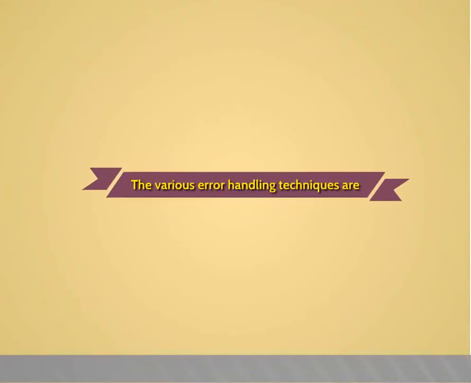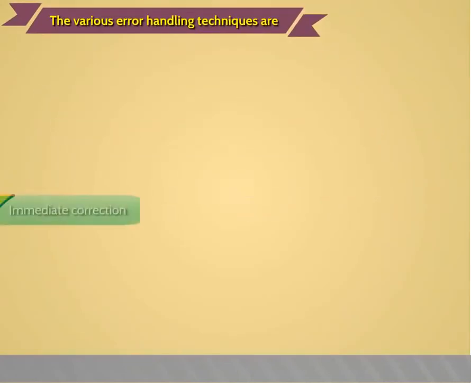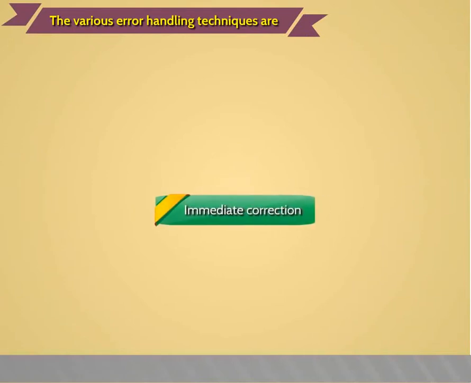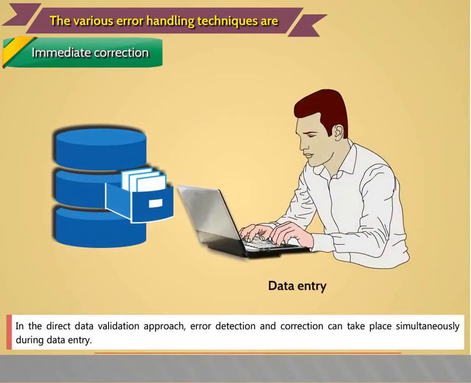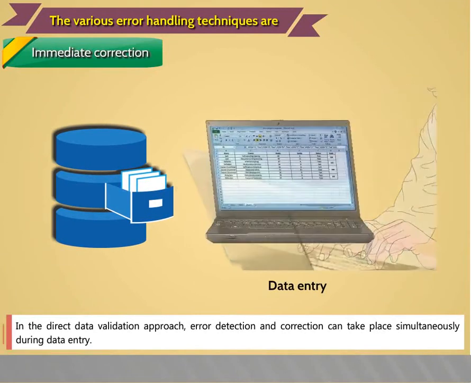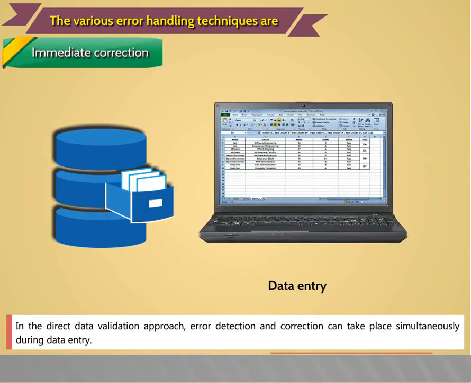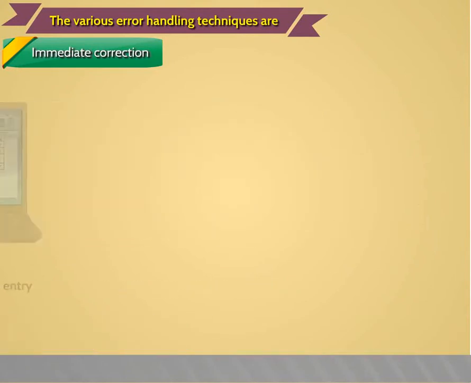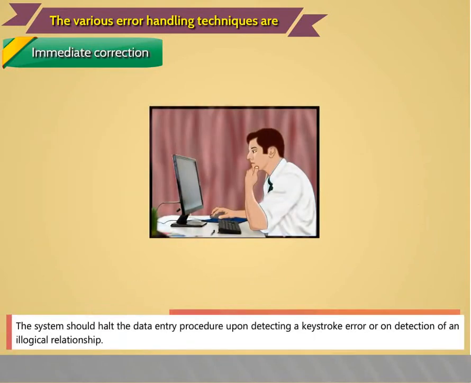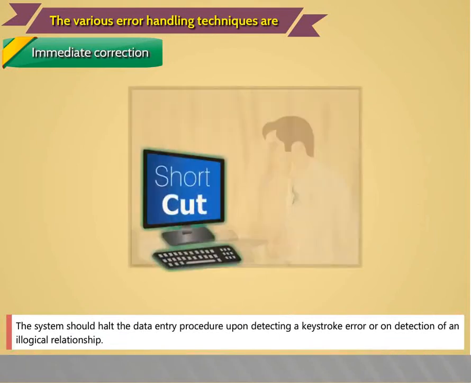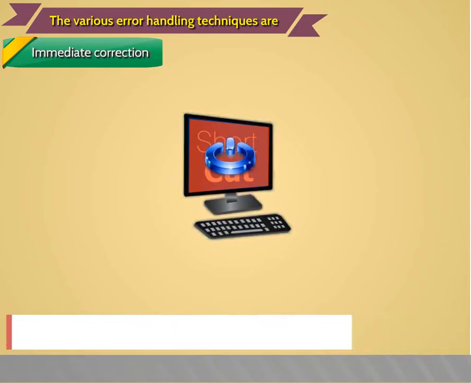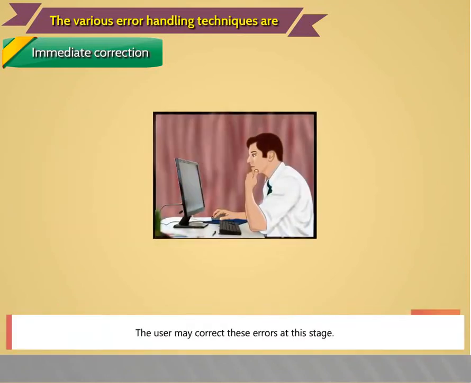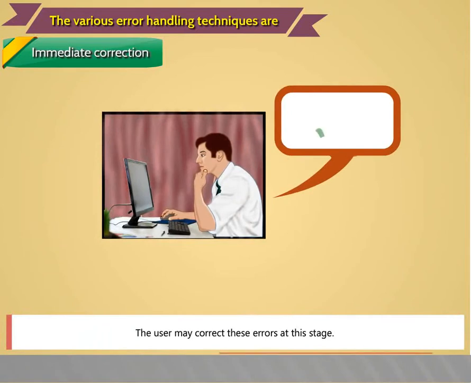The various error handling techniques are immediate correction. In the direct data validation approach, error detection and correction can take place simultaneously during data entry. The system should halt the data entry procedure upon detecting a keystroke error or on detection of an illogical relationship. The user may correct these errors at this stage.